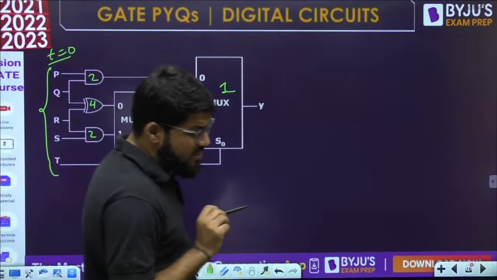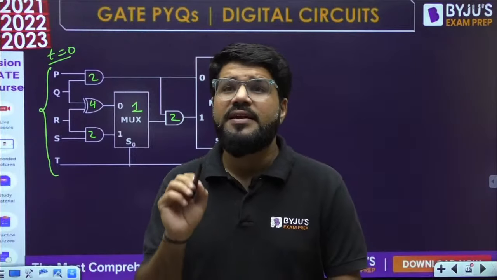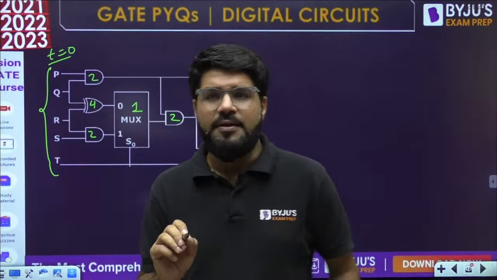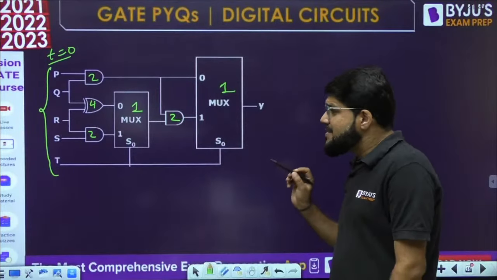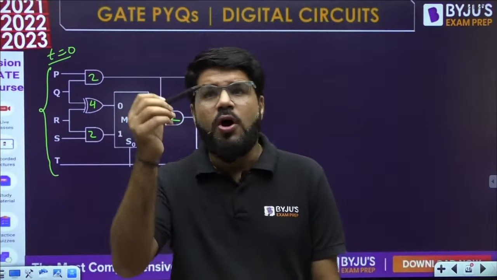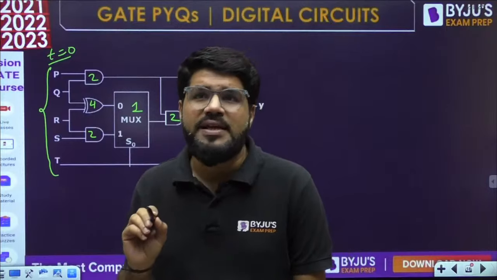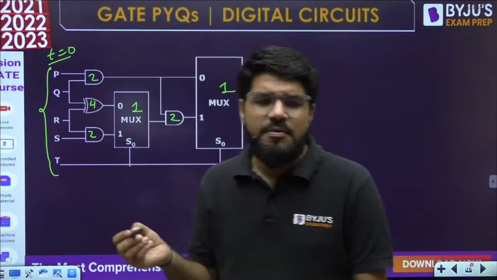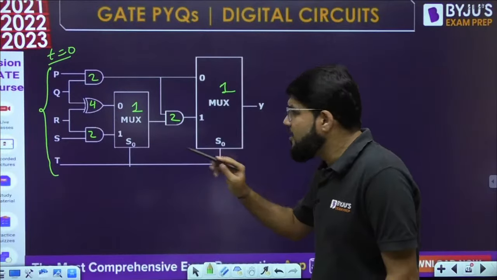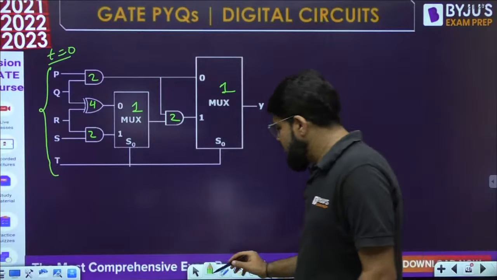Now, whenever there is a question on a multiplexer, we know that the multiplexer is going to select the data based on the select line. That means all the input paths of the multiplexer will not be active simultaneously. It will only depend on the value of the select line. So we can take two cases.